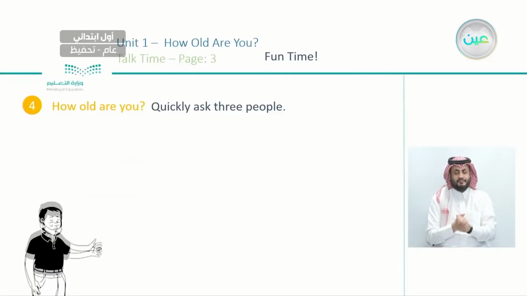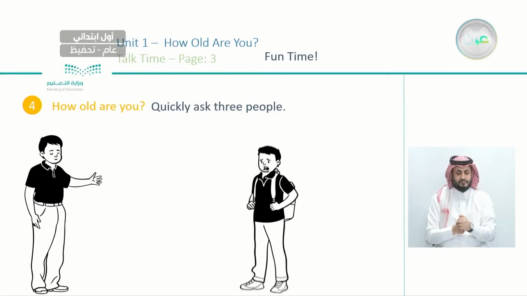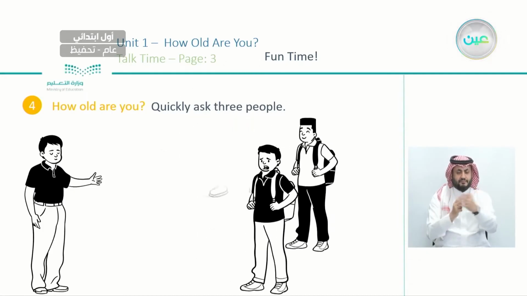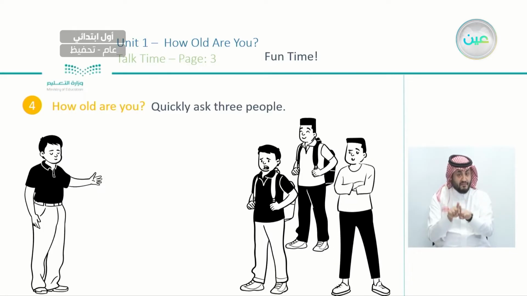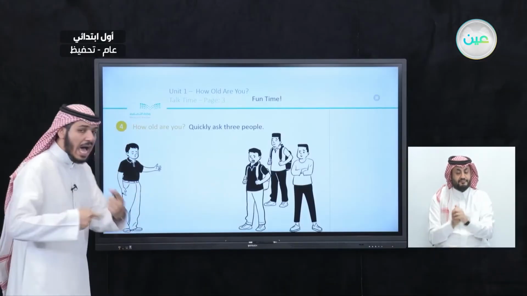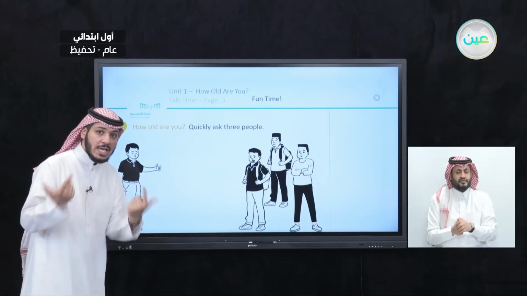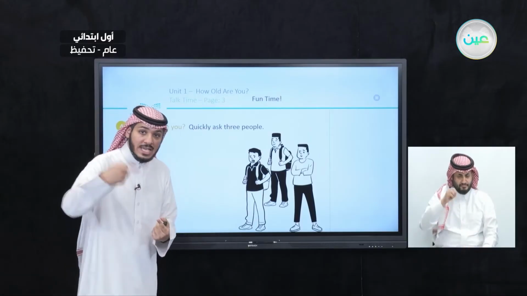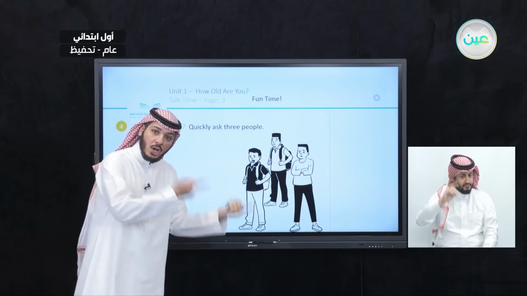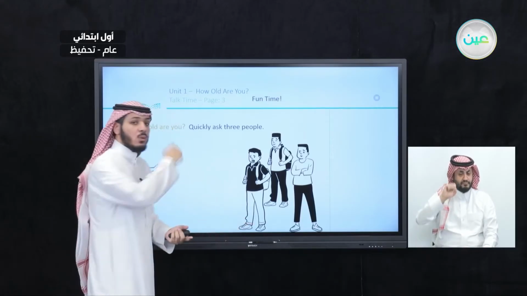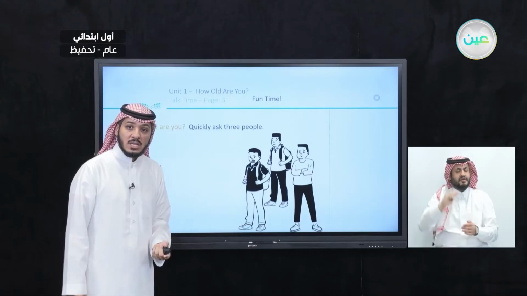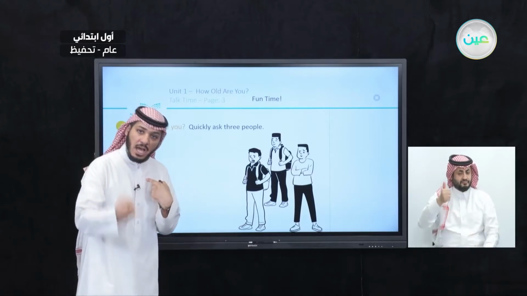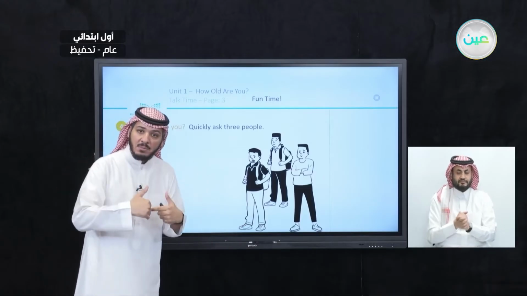Quickly, okay? So if you're here and you have 3 friends, you can ask them. Ask what? What do you say? You will say what? How old are you? Say to me, how old are you? Excellent. And they will respond to your question and say what? I am 9 years old, or I am 10 years old.